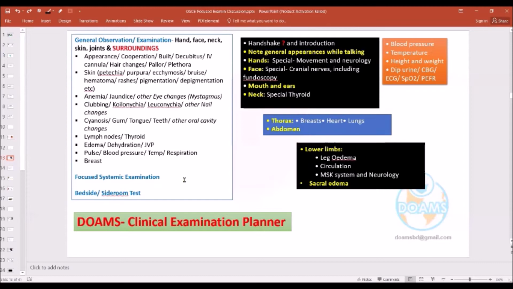Then IV cannula. You may get it, but in your general practice of family medicine, a cannulated patient may not be there because you are not dealing with a hospitalized patient. Okay, not important. Hair change.